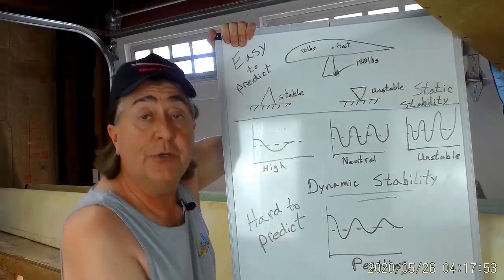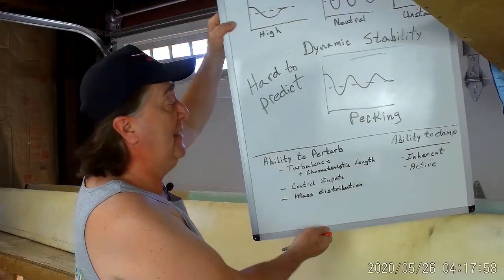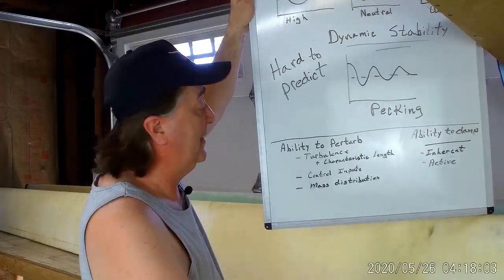The ability to perturb. And I see I have to pull this up a little bit higher here, and I'm going to set it on top of my D-tube mold here so you can see it. Let's see if that balances out. I think you can see that. We'll try not to damage anything.